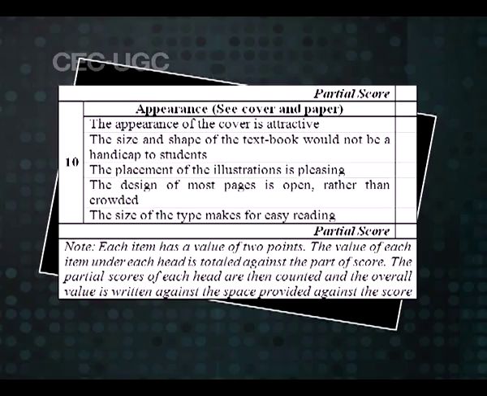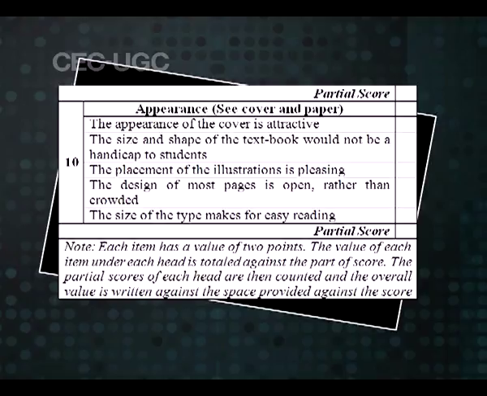Next is the appearance. Here we will see the cover and the paper. The points to be referred are: the appearance of the cover is attractive, the size and shape of the textbook would not be a handicap to students, the placement of the illustrations is pleasing, the design of most pages is open rather than crowded, the size of the type makes for easy reading. Here also we will calculate the partial score of each and every item.